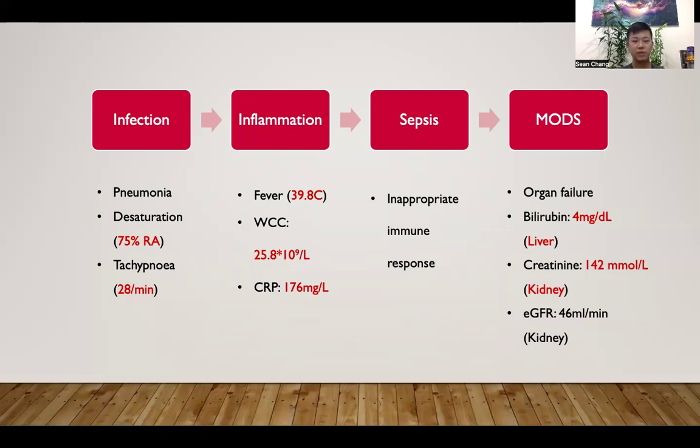Then, the inflammation caused patient's temperature to rise to 39.8 degrees Celsius. The white cell count and CRP also elevated as they reached 25.8 times 10 to the power of 9 per liter and 176 milligram per liter, respectively. Sepsis shows up as the condition moves on, which is going to generate inappropriate immune response in the body.